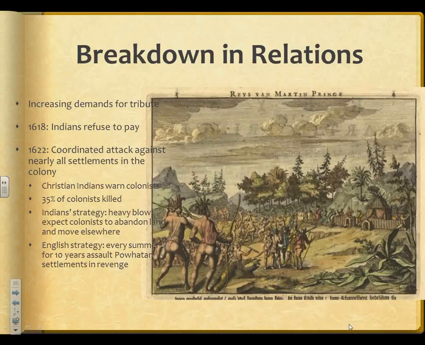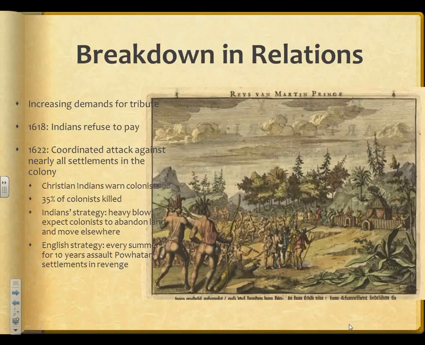Why is it all of a sudden that we have to give these gifts? Anyway, in 1618, the Native Americans refused to pay. We're just not going to pay that tribute. We're just not going to do it. And therefore, the English began to set out to just take it anyway. They'll burn Indian villages, they'll take captives at any point, all this business. Well, the Powhatan get kind of tired of that, as you might imagine. And so in 1622, the Powhatan organize a coordinated attack.